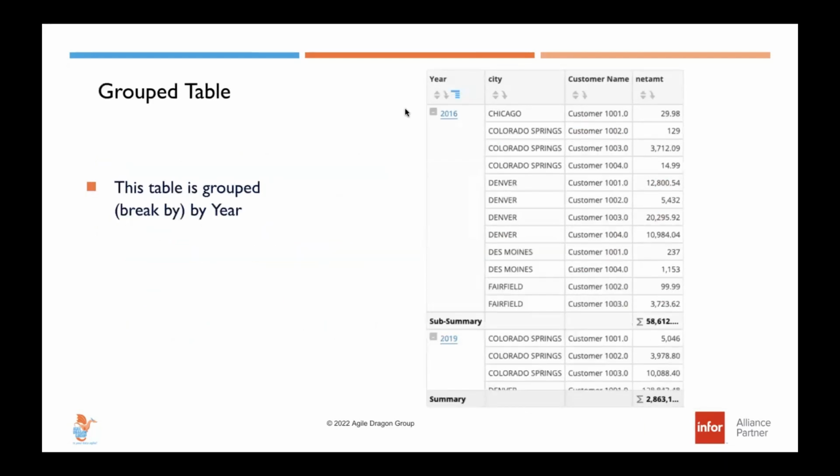In this image, we're showing that same table, but we have grouped by or broken by the column of year. I simply clicked the down arrow of year and chose break by. What that does is it rolls up that table to each individual year and also provides a sub-summary, or in this case, a subtotal of each individual section.